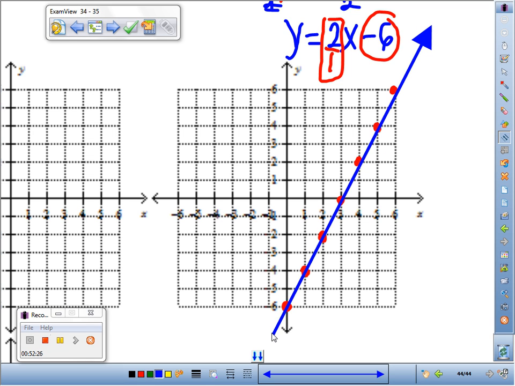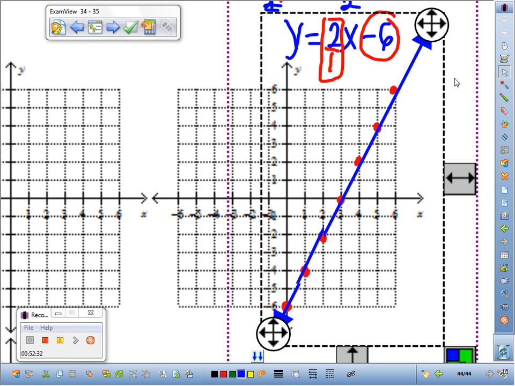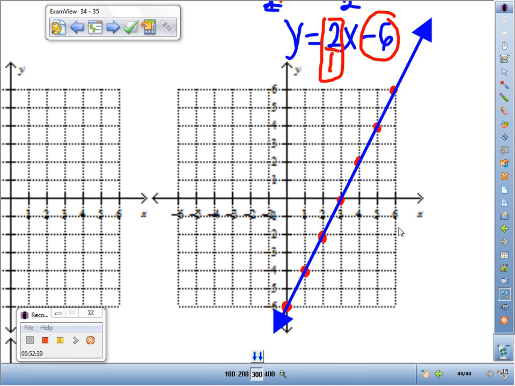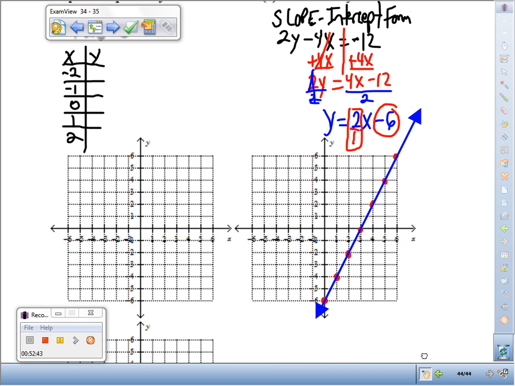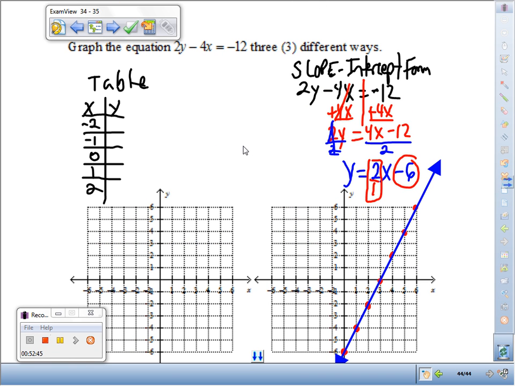Make sure it goes through those points nice and straight like mine. Maybe not as pretty, but so-so, there it is. So we're done with that one. Now check this out. I'm going to zoom out so you guys can see where we're at. So we're done with the slope-intercept form, but now we have an equation that we can use for our table.